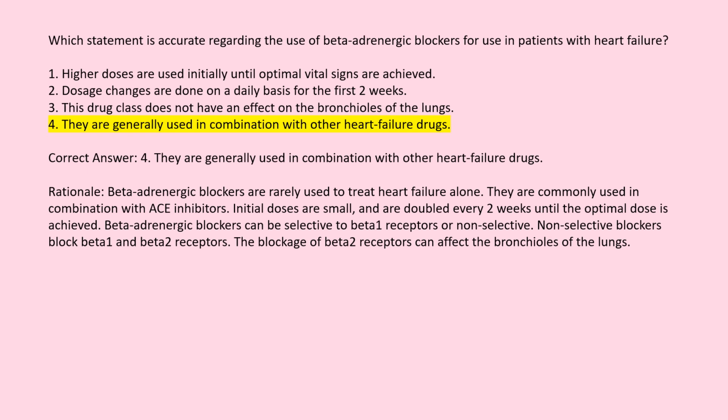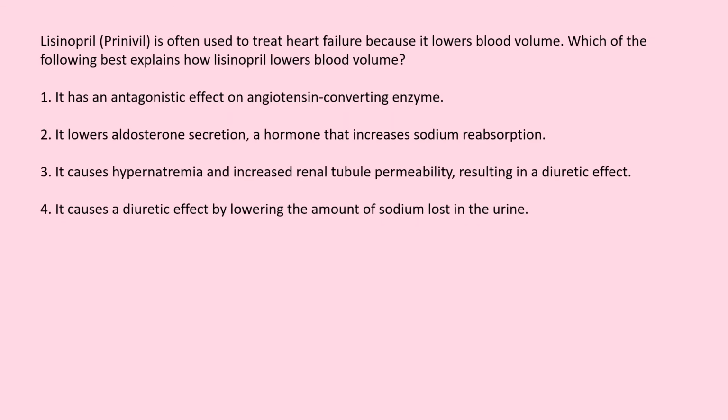Beta-adrenergic blockers can be selective to beta-1 receptors or non-selective. Non-selective blockers block beta-1 and beta-2 receptors. The blockage of beta-2 receptors can affect the bronchioles of the lungs.